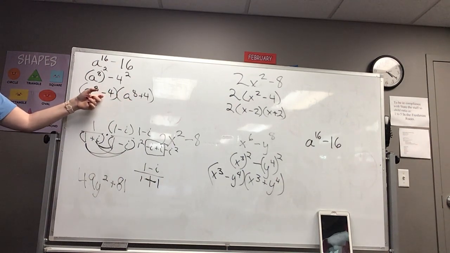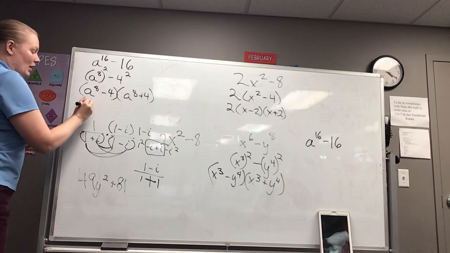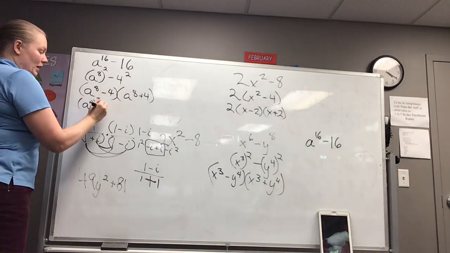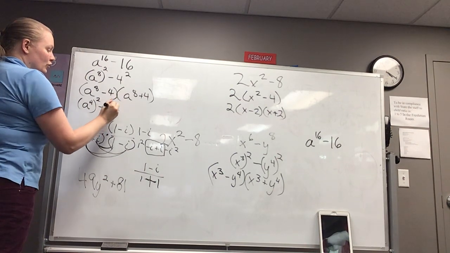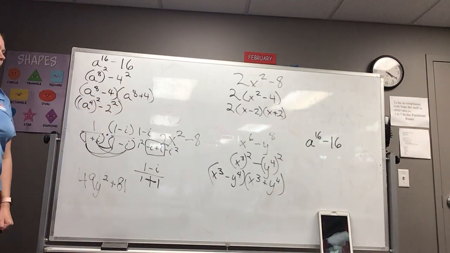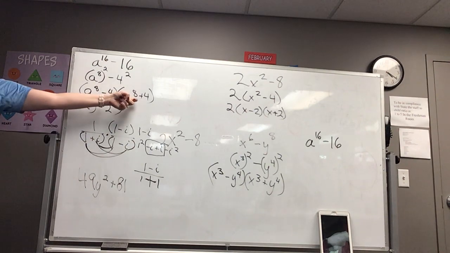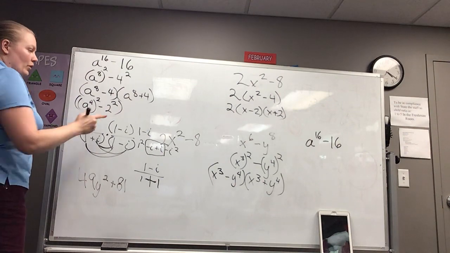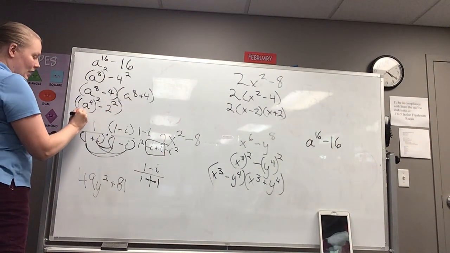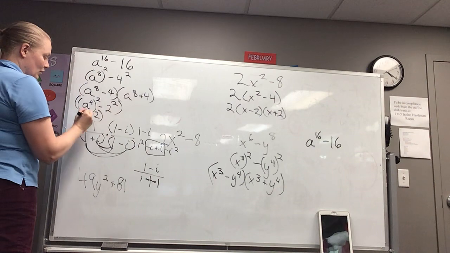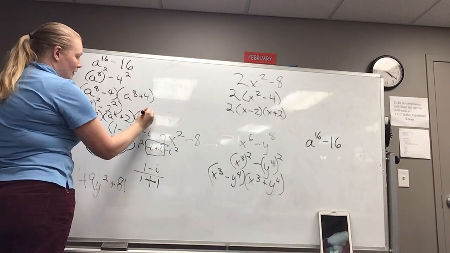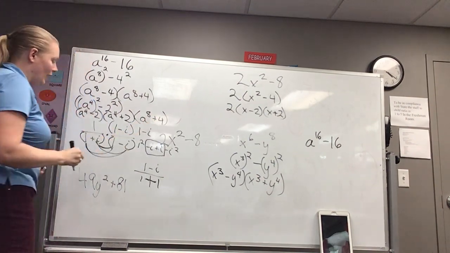Yeah, this is still a difference of squares. You've got to keep going. This a to the 8th becomes a to the 4th squared, and this 4 becomes 2 squared. And so this piece we stop. We say, yeah, we can't factor that anymore. And so this hangs out, but this becomes a to the 4th minus 2, a to the 4th plus 2, and then the a to the 8th plus 4 hangs out.